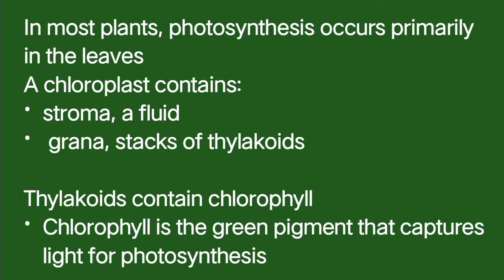In most plants, photosynthesis occurs primarily in the leaves. A chloroplast contains a stroma, or a fluid, and grana, stacks of thylakoids. So thylakoids contain chlorophyll. Chlorophyll is the green pigment that captures light for photosynthesis.